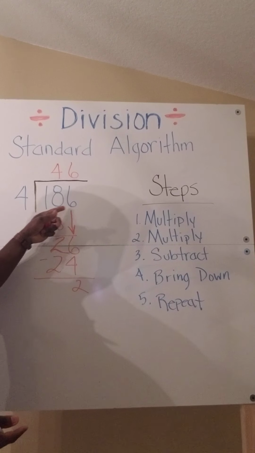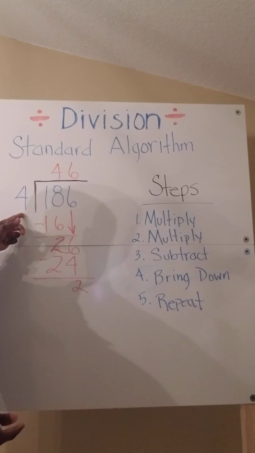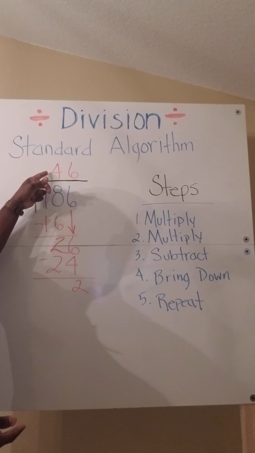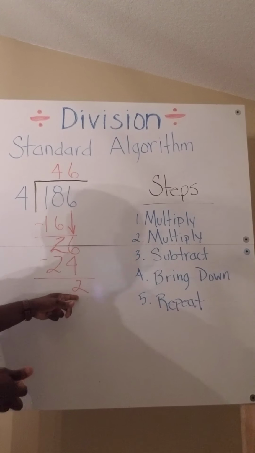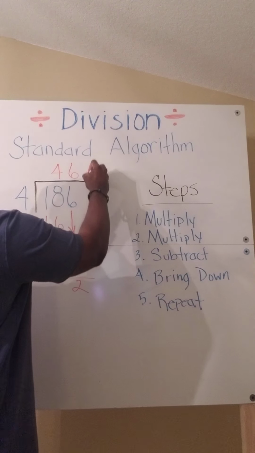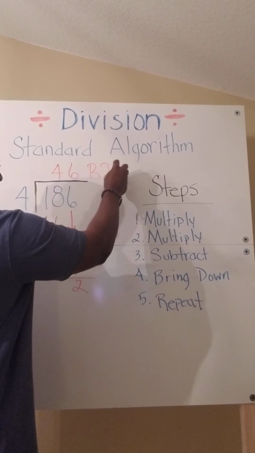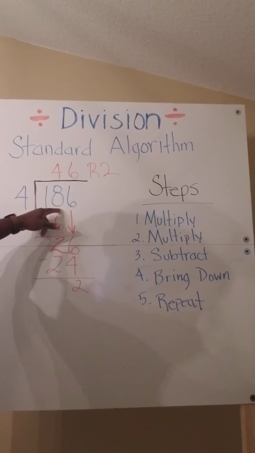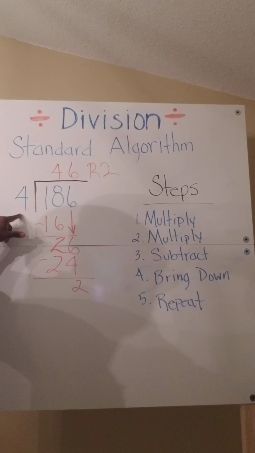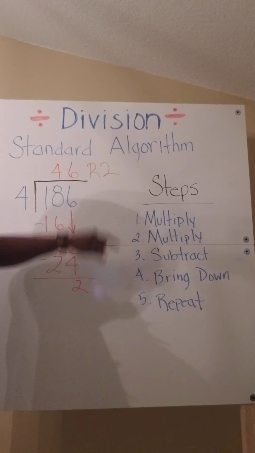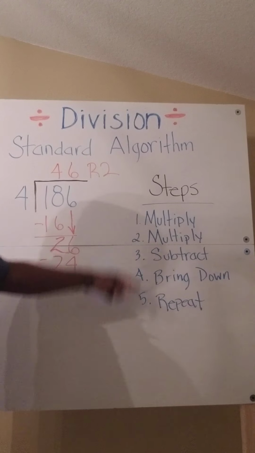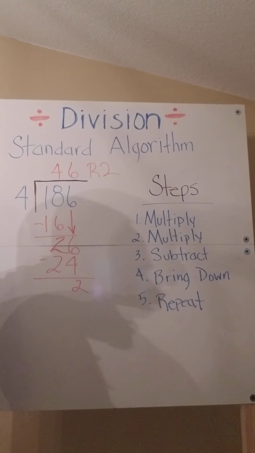So if I have 186 divided into 4 groups, I will have 46 equal pieces in those 4 groups with the 2 left over. I'll bring the 2 up here as my remainder. So again, 186 divided into 4 groups will give me 46 into those groups equally, and I will have 2 left over. So these are the steps for dividing using the standard algorithm.